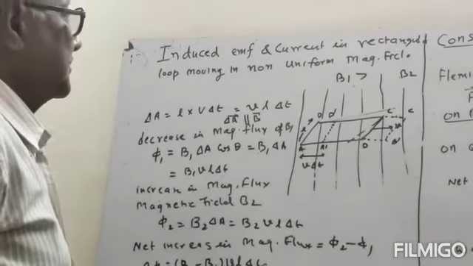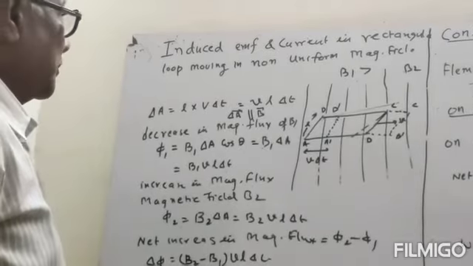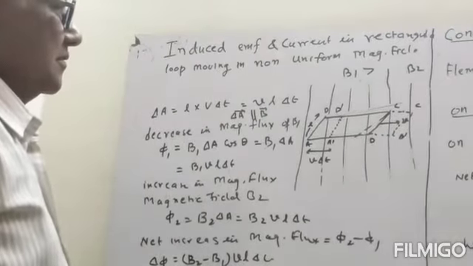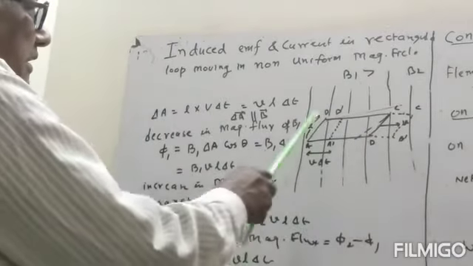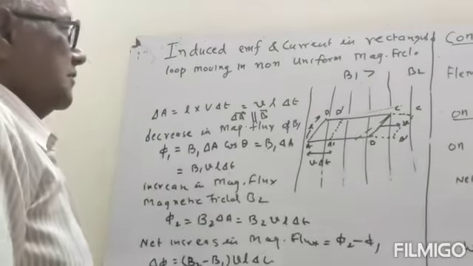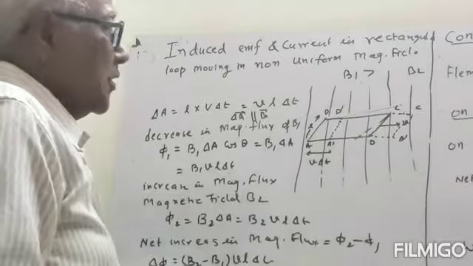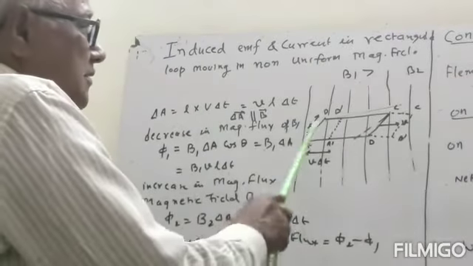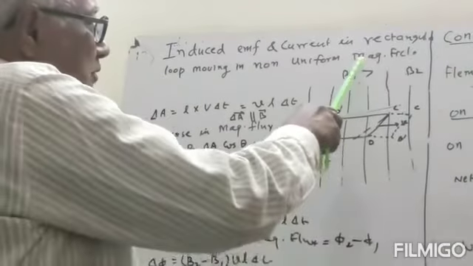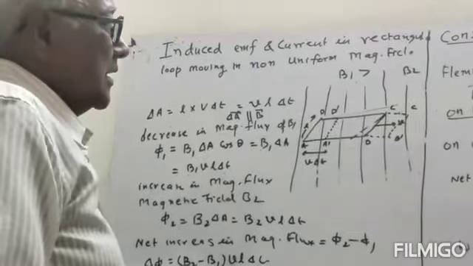Induced EMF and induced current in a rectangular loop moving in a non-uniform magnetic field. ABCD is a rectangular frame or coil. Here is a magnetic field, perpendicular to the plane of the coil ABCD. Up to this point there is a B1 magnetic field, and afterward there is a B2 magnetic field.